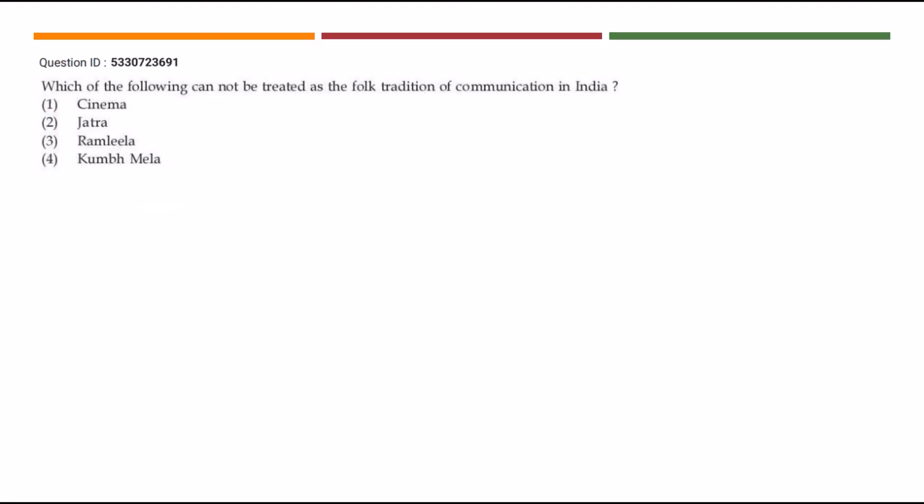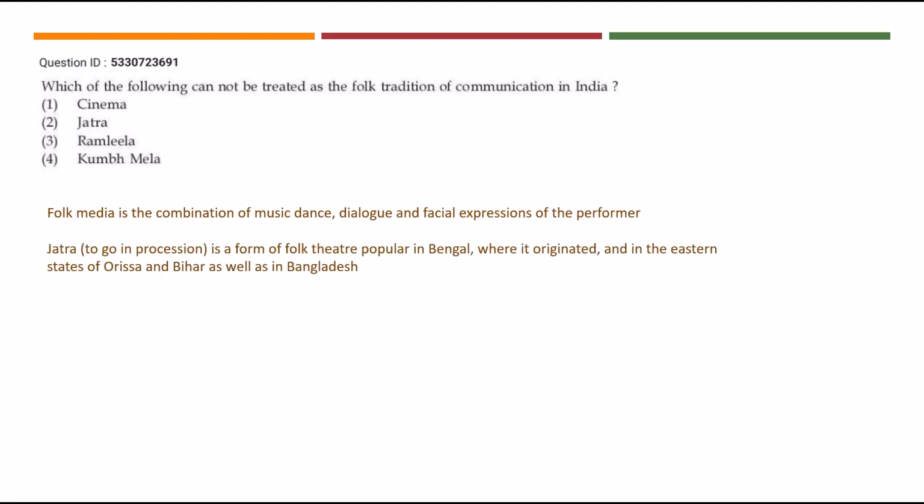Next question. Which of the following cannot be treated as the folk tradition of communication in India? So let's first understand what is this folk tradition of communication. Folk media is the combination of music, dance, dialogue, facial expressions of the performer. What are all the options that are actually a part of folk tradition? We'll just see. Jatra is the form of folk theatre popular in Bengal where it originated, and in the eastern states of Orissa and Bihar as well as in Bangladesh.